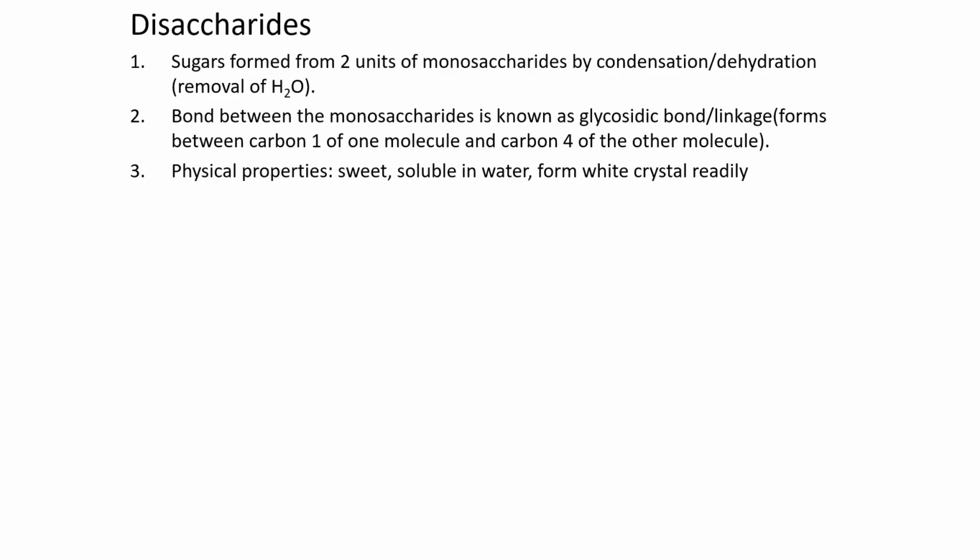This bond between the monosaccharides is formed between carbon 1 of one molecule and carbon number 4 of the other molecule. Imagine you have two monosaccharides with a bond between them, the glycosidic bond, formed from the first carbon of the first monosaccharide and the fourth carbon of the other monosaccharide.